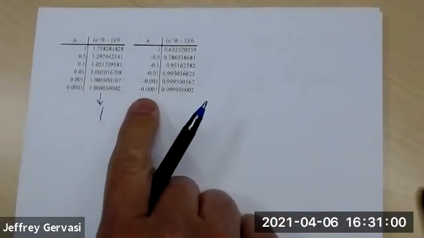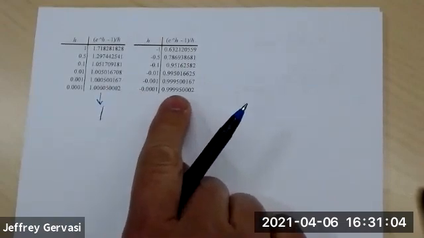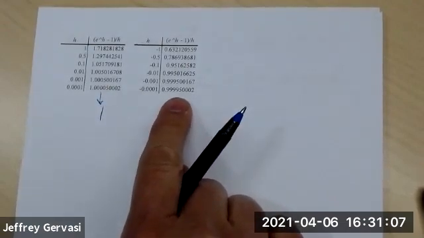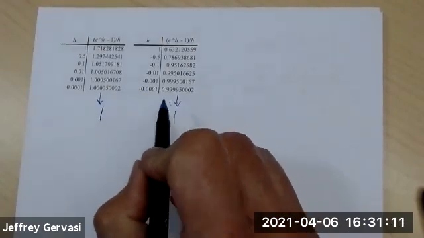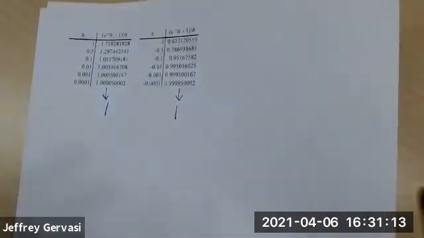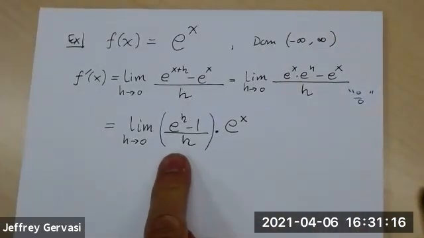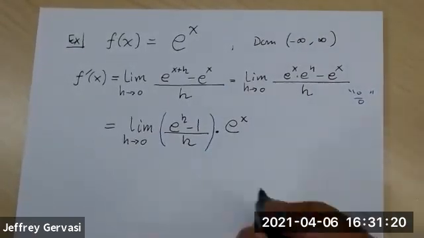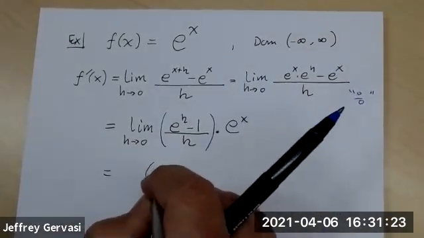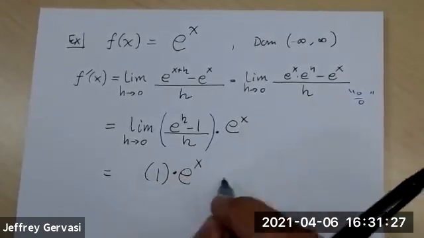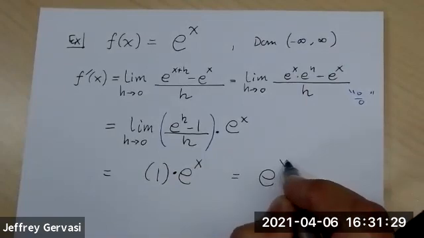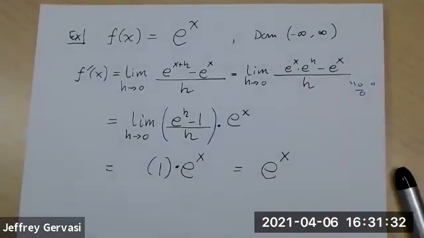Now look at the other table. This time h is approaching 0 from the left-hand side. What can we say about the values in the table this time? Good, those are approaching 1 as well. So the two-sided limit of that expression in the parentheses is equal to 1, times the e to the x that was there already. Look at that. Isn't that interesting?